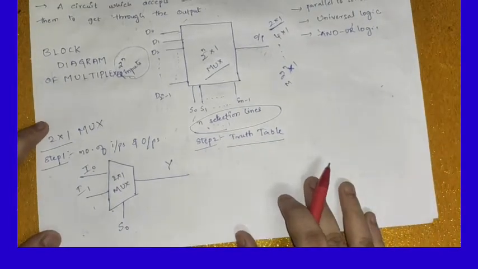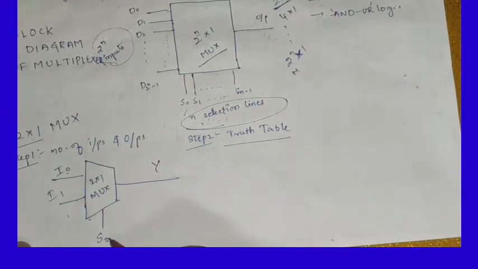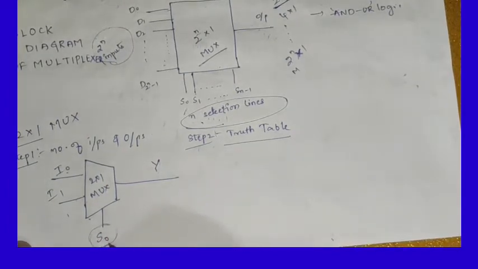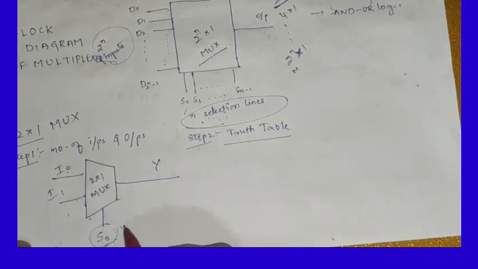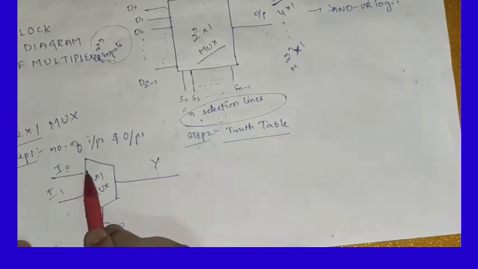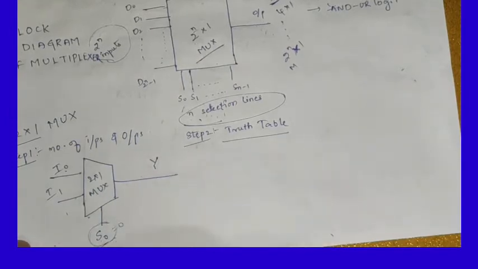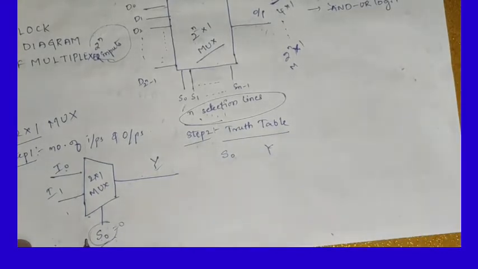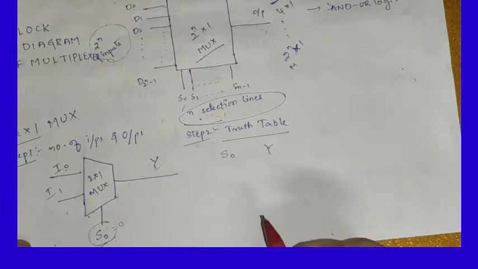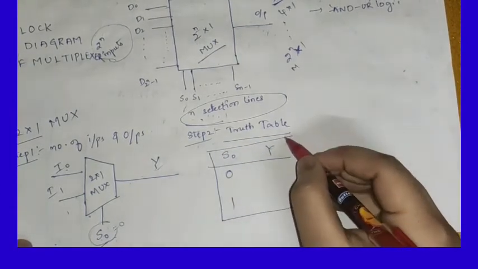So if you see here the multiplexer, depending upon the S0 combinations, it will select whether I0 or I1. If S0 is equal to 0, the input at the 0th port is selected as the output. If S0 is equal to 1, the input at the first port is selected as the output. So based on this, the output Y is selected. So the truth table is S0 and Y. Possible combinations for one variable is 2 power 1, that is 0 and 1.